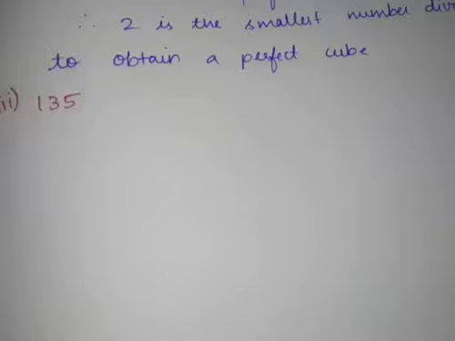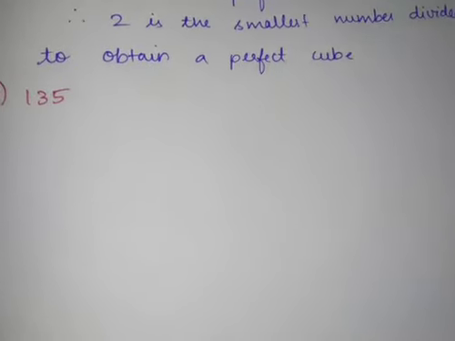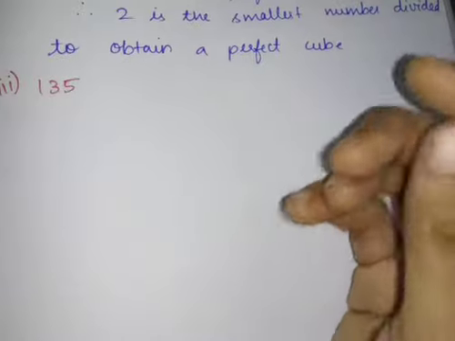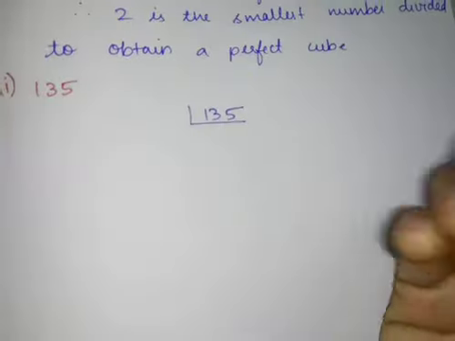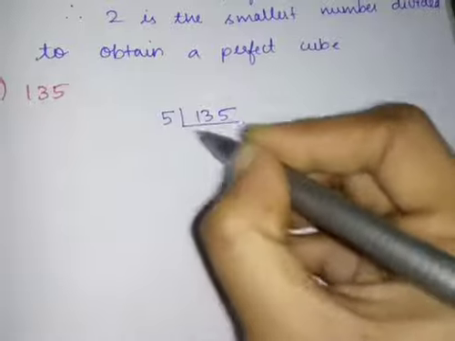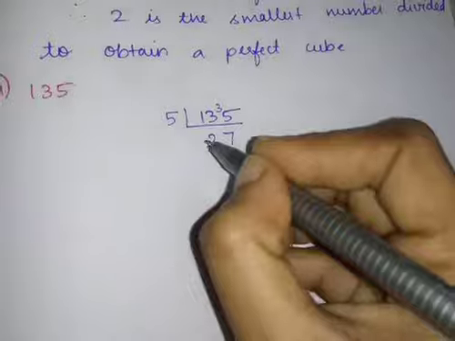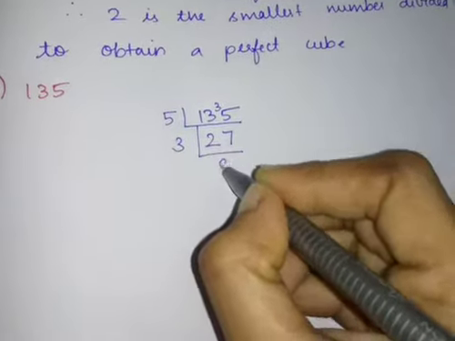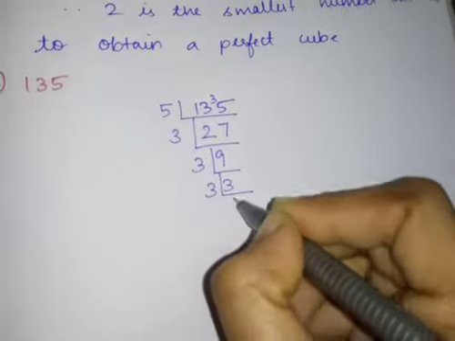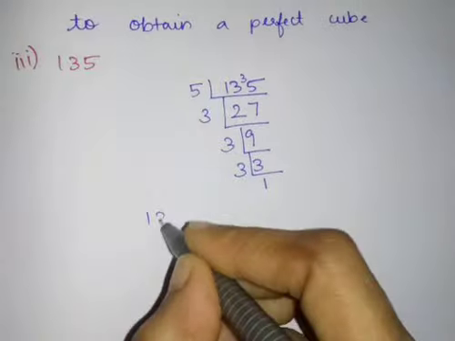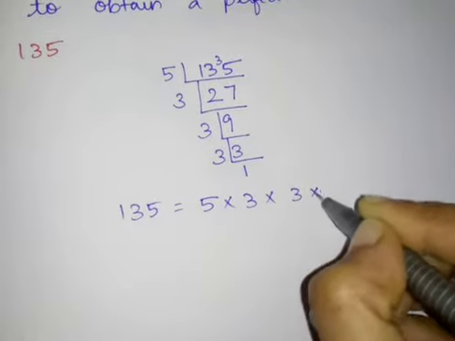Okay, next is your third problem. What is the question? 135, right? So first what are we supposed to do? We are supposed to do the prime factorization of 135. In the 5 table, 5 2s are 10, remainder 3. 5 7s are 35. Then in the 3 table, 3 3s are 9, 3 3s are 9, 3 1s are 3. Okay, so 135 can be written as 5 into 3 into 3 into 3.